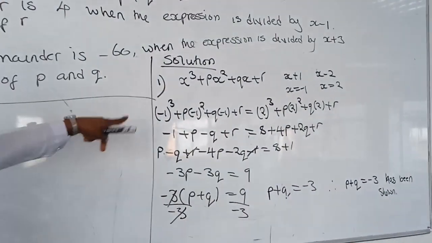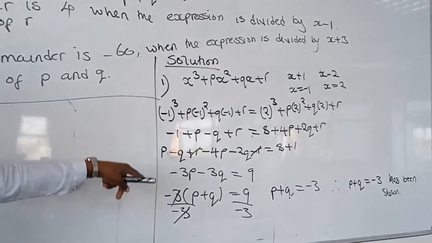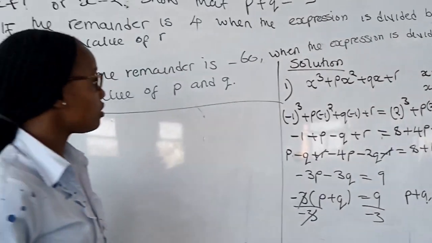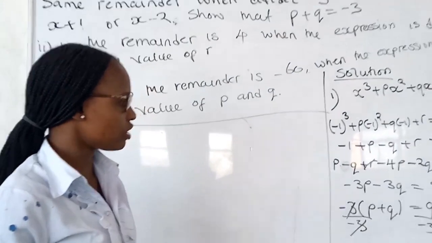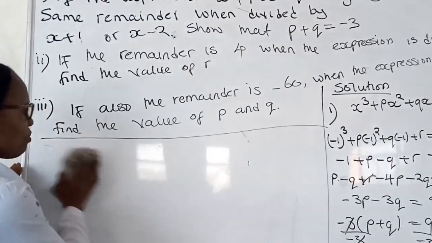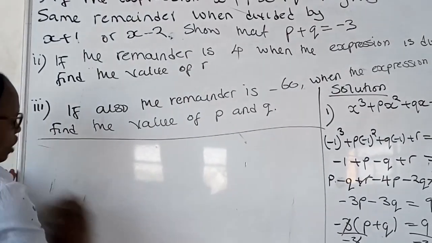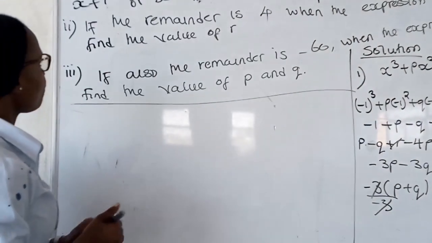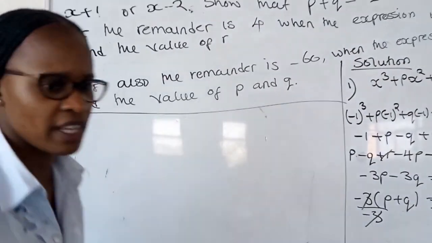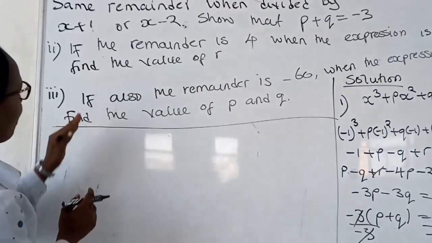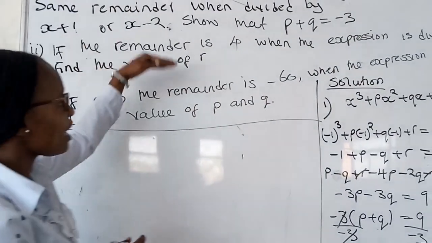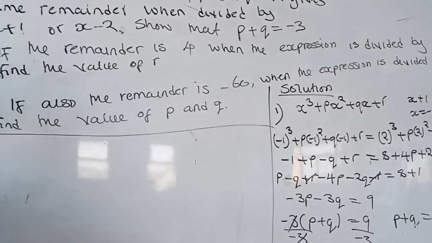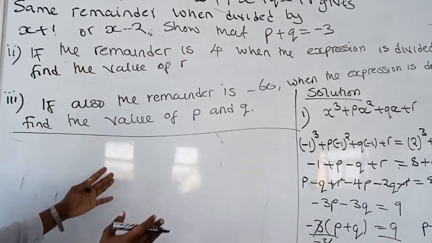So now that we have that on the board, we're now going to solve the second part of the question. So I'm going to wrap. Okay, I think this part can be enough. So we're going to solve the second part. And from the second part, we've been told that the remainder is 4 when the expression is divided by x minus 1. So which expression are we talking about?